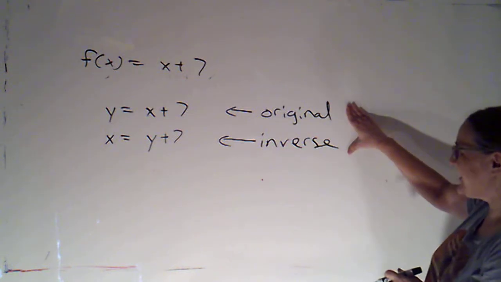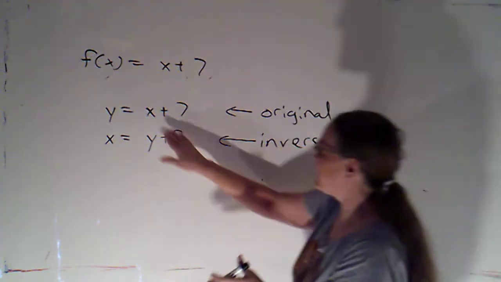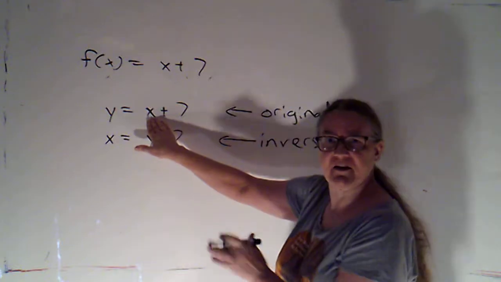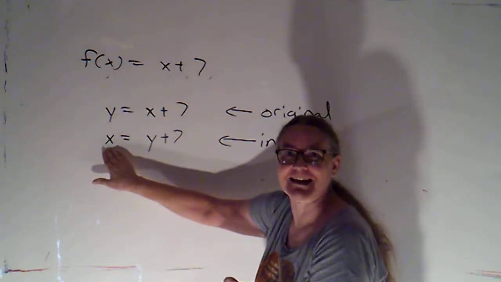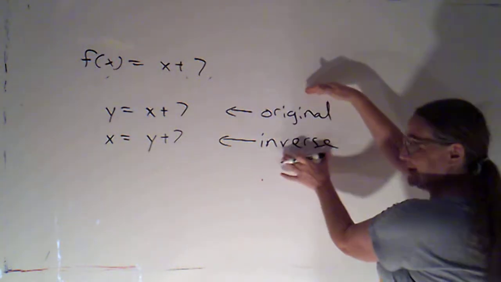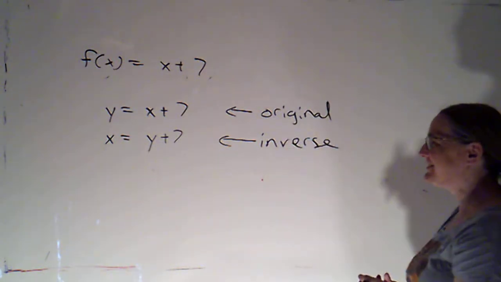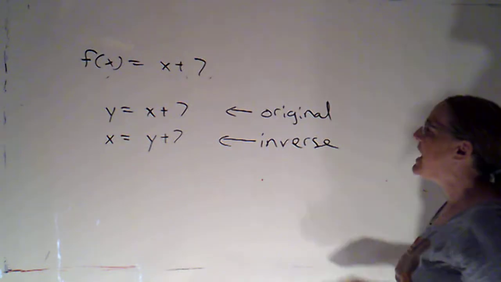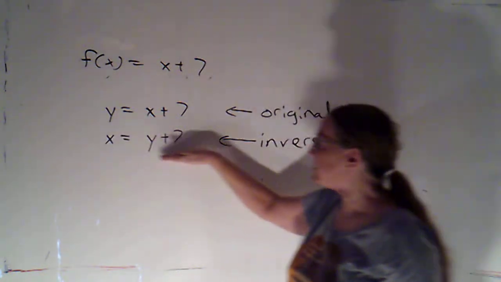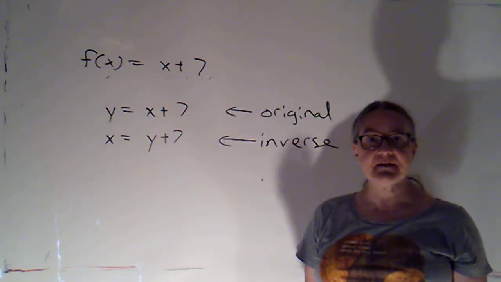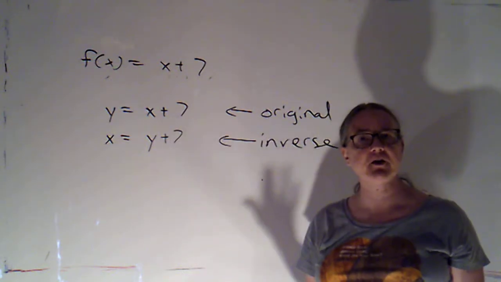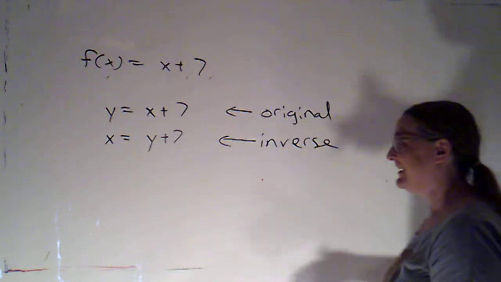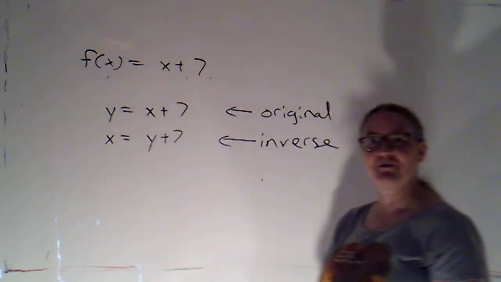I'm carefully labeling it here because there's nothing about this x that makes it obvious that this is the x from the original function, and this x that says that's the x from the inverse function. This is what tells me that, the fact that I'm clearly labeling it that way. So now this equation describes the inverse function, but it's not in standard form because usually when we have a function, we solve for the output, which is y, not the input x.